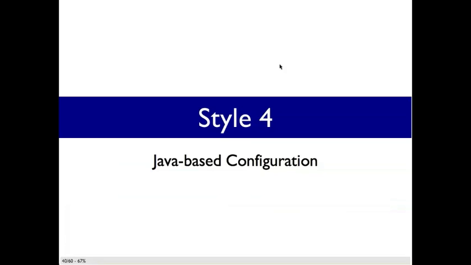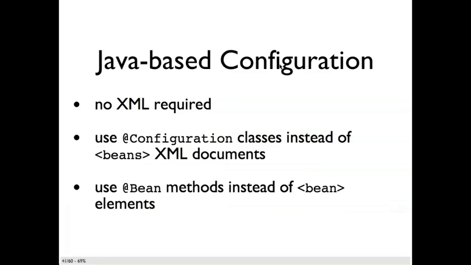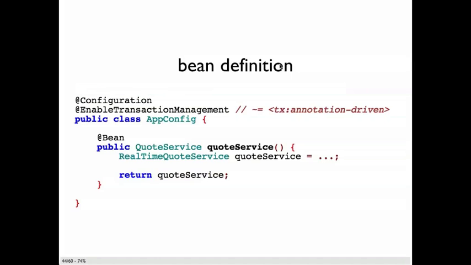Which brings us to Java-based configuration. With Java-based configuration, if you so choose, you can arrive at a situation where there's no XML involved at all. And the model here is that instead of beans XML documents, you're authoring configuration-annotated classes. Likewise, instead of individual bean XML elements, you're writing bean methods. And it looks something like this. Instead of a beans XML document, we've got this configuration annotation at the top of a normal Java class. Enable transaction management is doing exactly the same thing as tx annotation-driven.